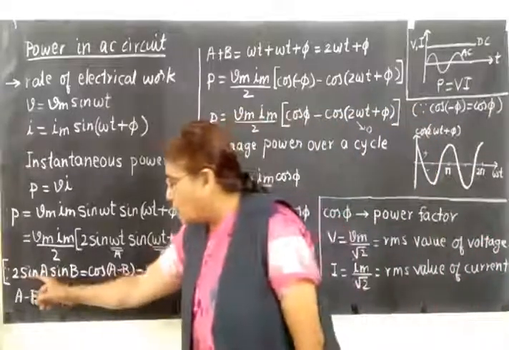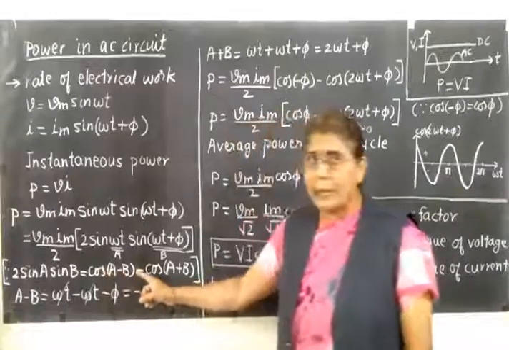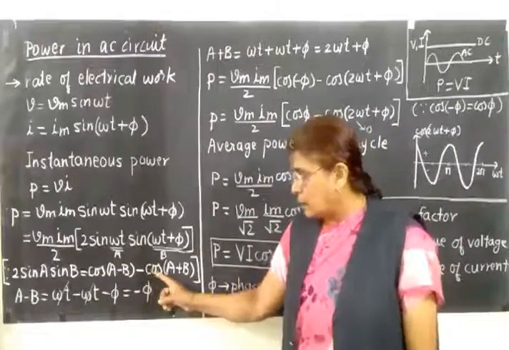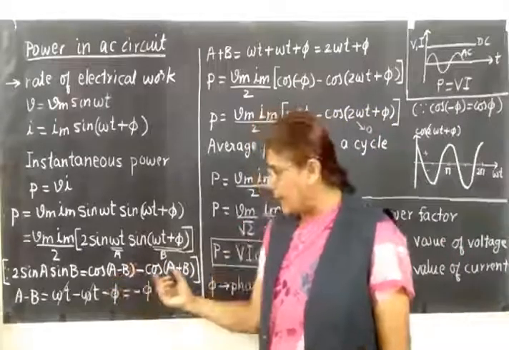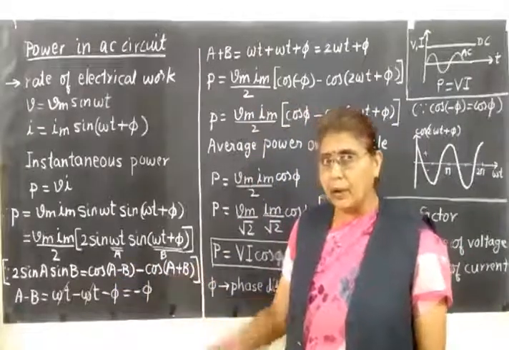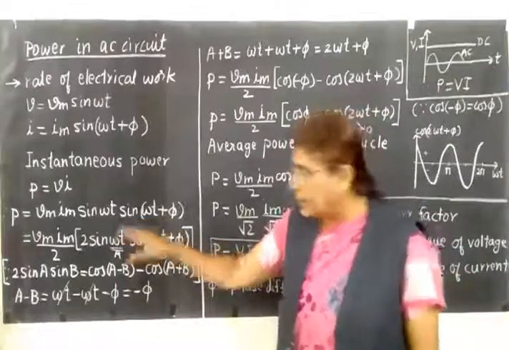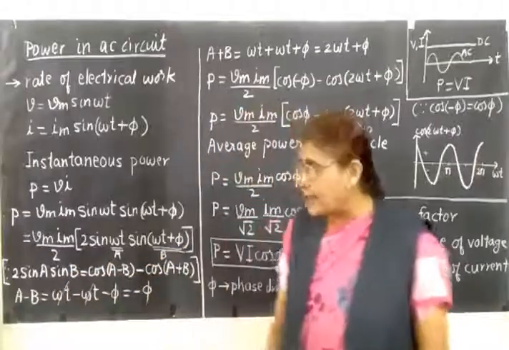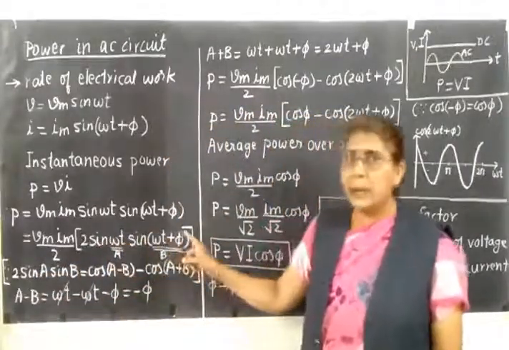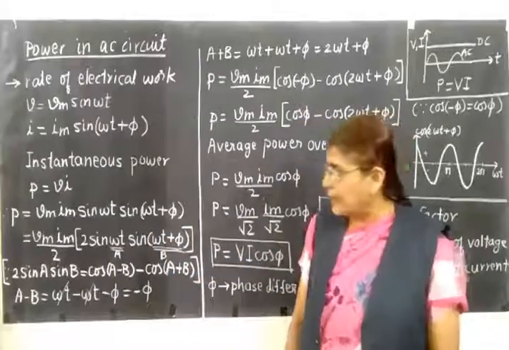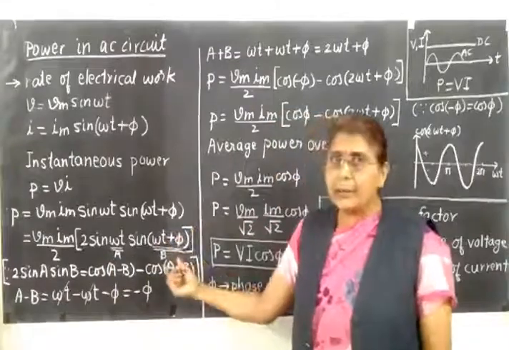It is 2 sin A sin B equals cos of (A minus B) minus cos of (A plus B). A minus B is the difference and A plus B is the sum of A and B. Now, this bracketed quantity is similar to this quantity. So, if you compare that, this is 2 sin A sin B, here it is 2 sin omega t sin(omega t plus phi). The meaning is omega t will be your A and omega t plus phi will be your B.